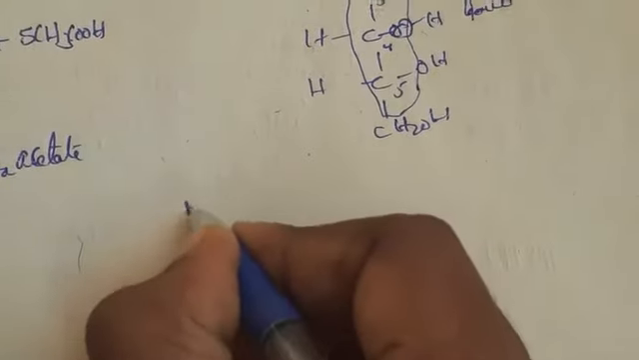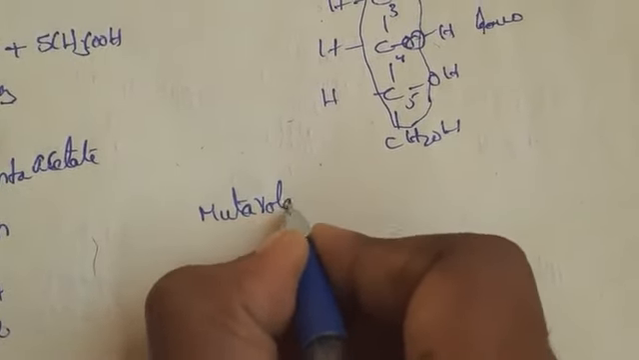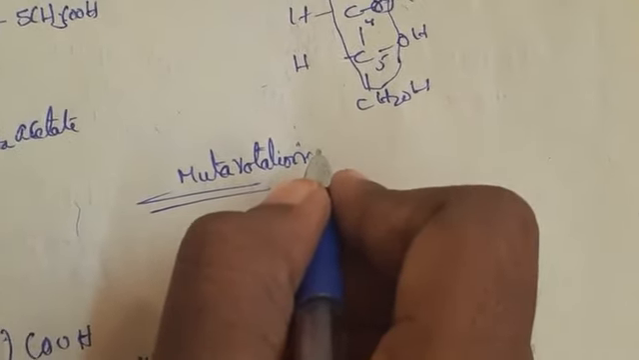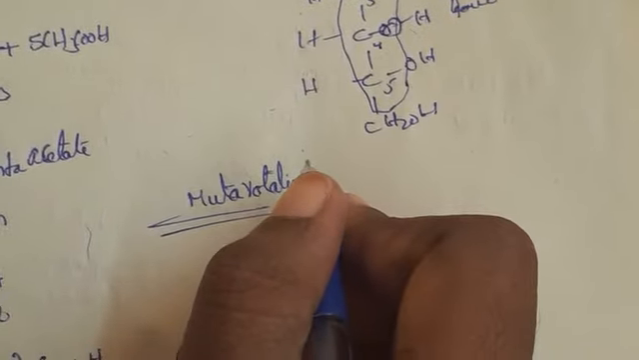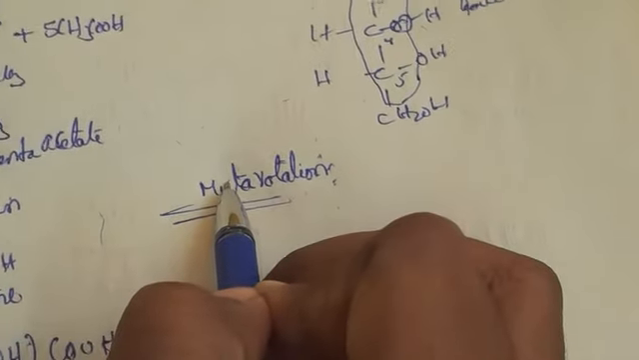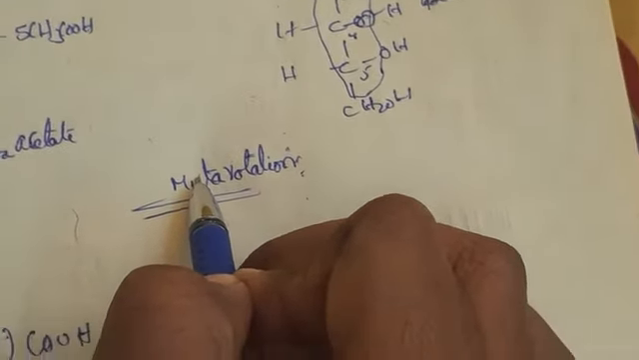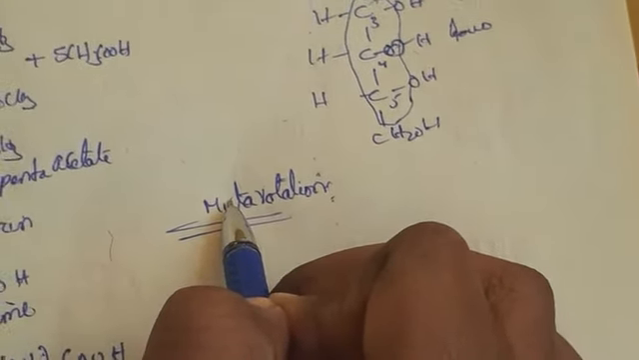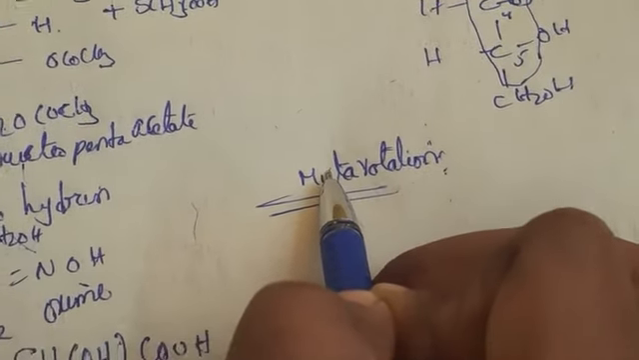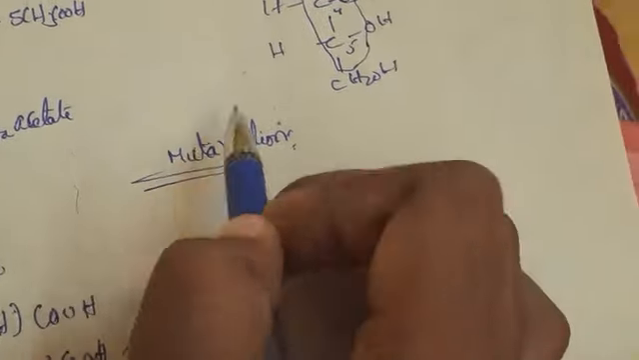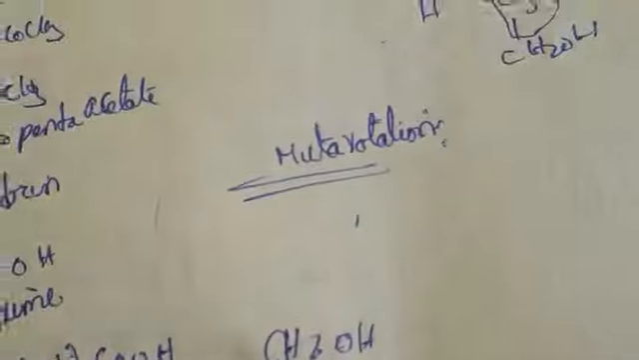And coming to mutarotation, what do we mean by mutarotation here? The change in the specific rotation is known as mutarotation. Means when plane polarized light is passed, it shows some change in specific rotation. That we call mutarotation. Coming to glucose, we have alpha forms and beta forms. Here also we are going to have alpha form and beta form of fructose.